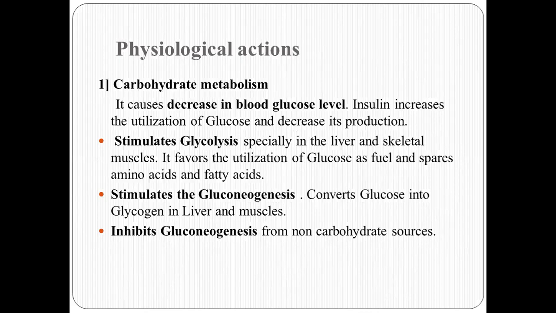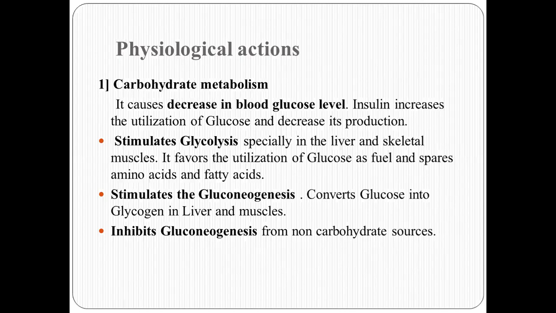First we are going to discuss the carbohydrate metabolism. Overall, it decreases the blood glucose level. So it is hypoglycemic. The insulin increases the utilization of glucose and decreases its production. And by doing these two processes, it decreases the blood glucose level and thus achieves hypoglycemia.